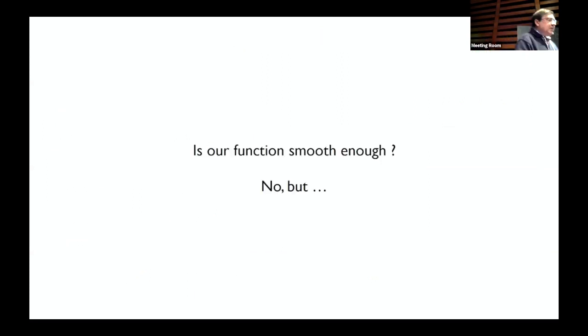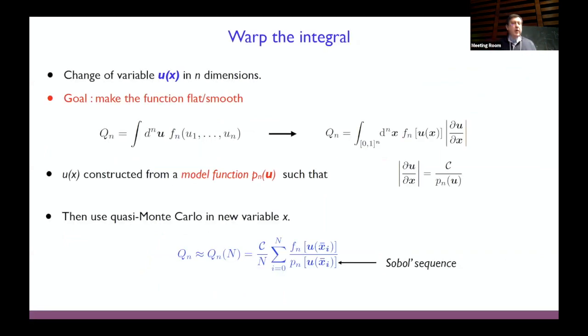The point is, the function we are going to integrate, this fn, is it smooth enough? And the answer is no. If you try it directly, it won't work. But there is a way to make it work. And the way to make it work, to use the language of collaborators, is to warp the integral.